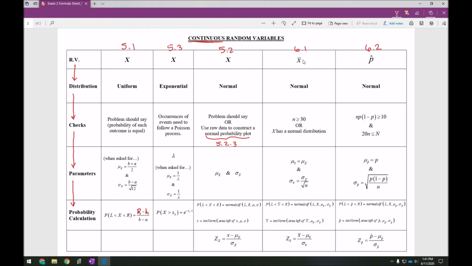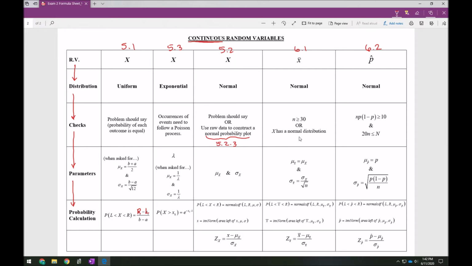Notice that if x bar is a random variable, it can take on random values determined by chance, then we can say that it will have a normal distribution as long as one of the two checks is passed. N, the number of items that I'm sampling in order to calculate an average, is 30 or more, or X, that is the distribution from column 3, has a normal distribution.